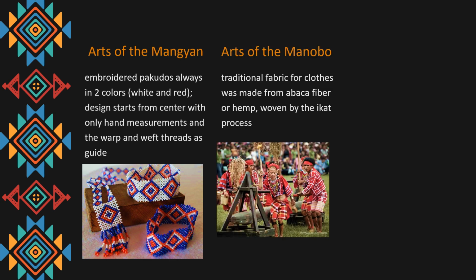Next, we have the arts of the Manobos. Traditional fabric for clothes was made of abaca fiber or hemp, woven by the ikat process, but now it is made of cotton cloth obtained through trade. Dyes were acquired from plants and trees. The tagum plant and the bark of the lamud tree produced lac, the turmeric root yellow, and the Kelliluza plant red.